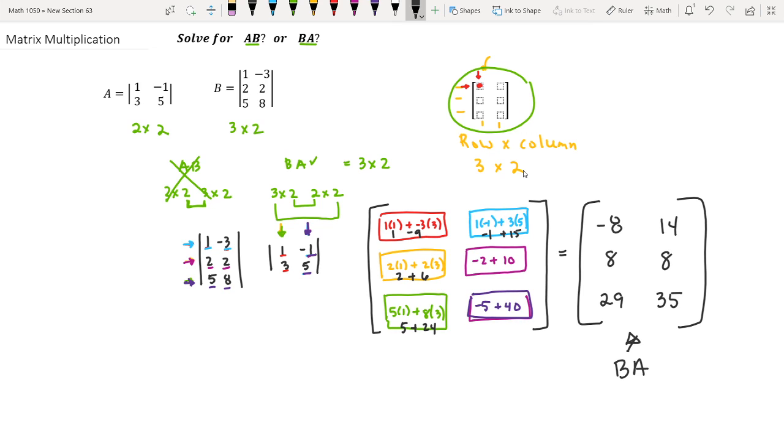So it's very detail oriented, but if you take the time to position it, you can see where those numbers draw from. But be careful, it has to match in the middle, and the outside will tell you the size of your shape. And that helps to anticipate your answer.